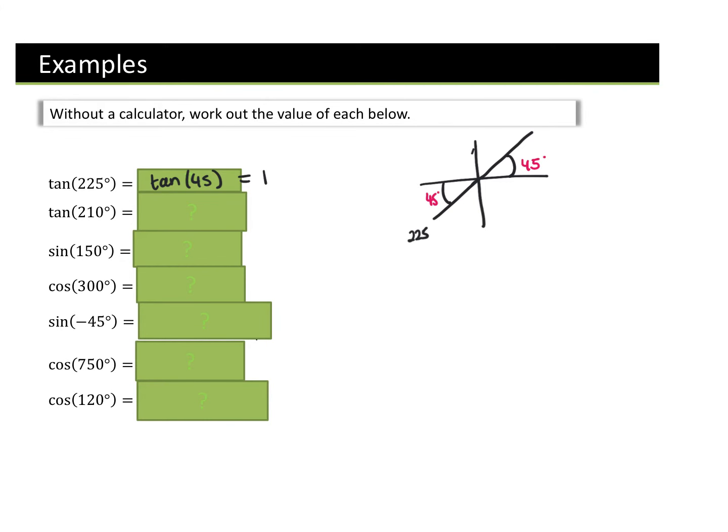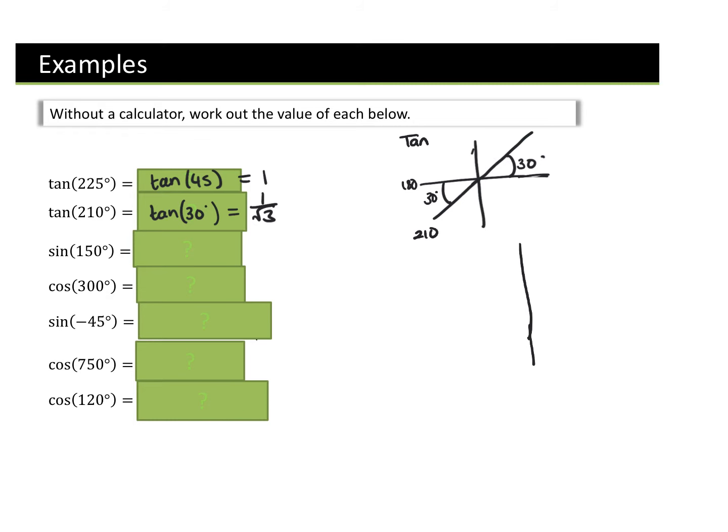Tan of 210, again, if I was to change this now to 210, 180 plus what's 210? It's 30 degrees. So that means this angle is 30 degrees. So tan of 210 is the same as tan of 30 degrees, which is in fact 1 over root 3. So this is my tan.